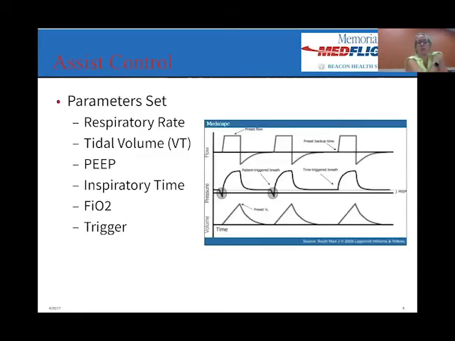In assist control, the parameters that you would set would be the respiratory rate, the tidal volume, PEEP, inspiratory time, your oxygen, and then the trigger is just the breath recognizes, okay, you've started to take in a breath. It recognized that you've started to take that breath, so then it's going to trigger the vent to give you that predetermined volume or predetermined pressure to reach.